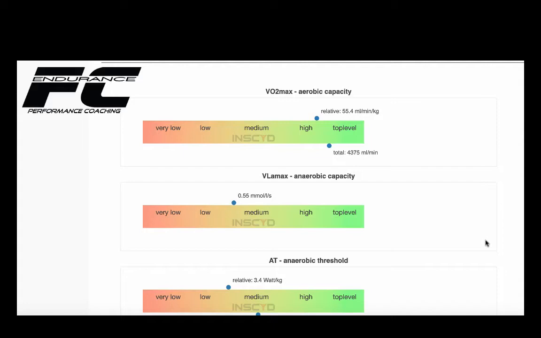Okay, I'd like to take some time to review what all of this means. So, as you know, you completed the four different power tests, and all of this data was calculated using INSCYD, the power performance decoder, and it really is going to help us dial in the type of training that's going to be best suited for you.